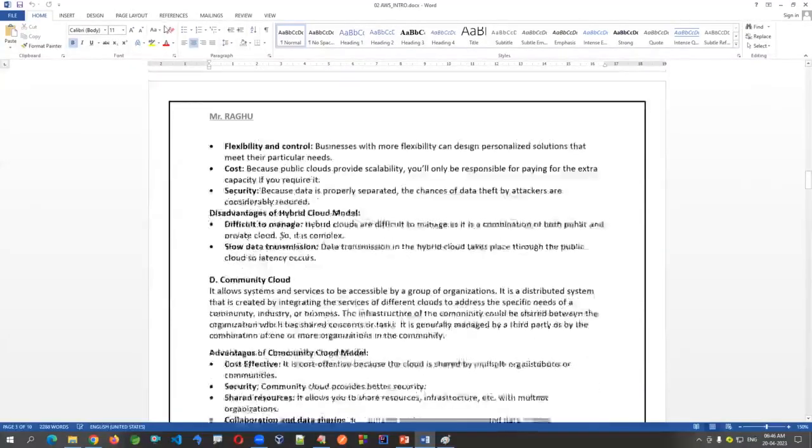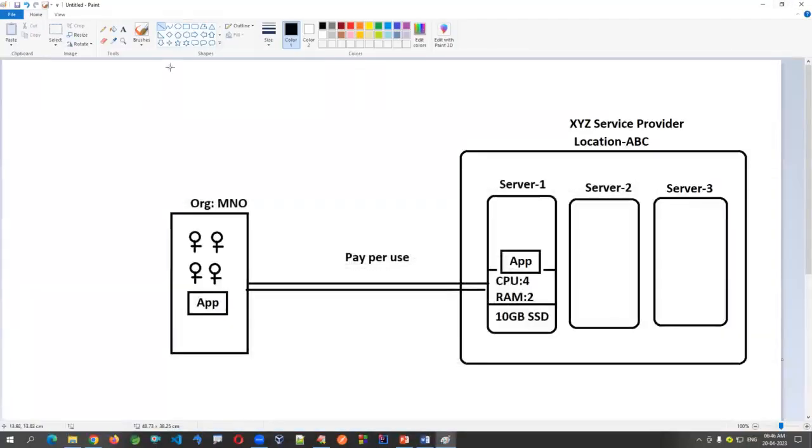Organizations can have their own dedicated cloud, meaning they can have their own data centers, their own servers, physical machines, and they can deploy their application there itself. It is specific to the organization. That is called private cloud.